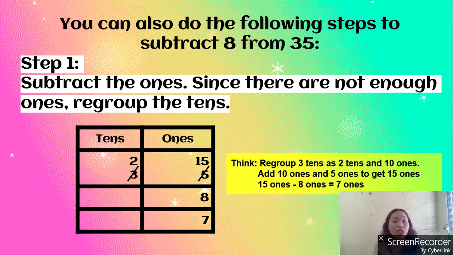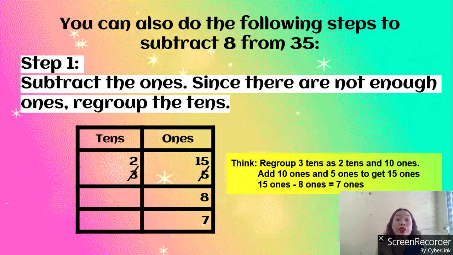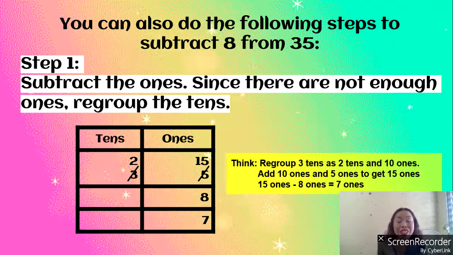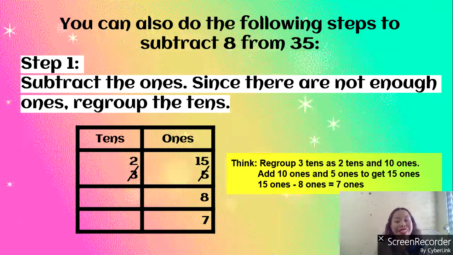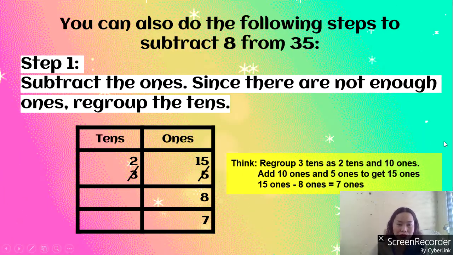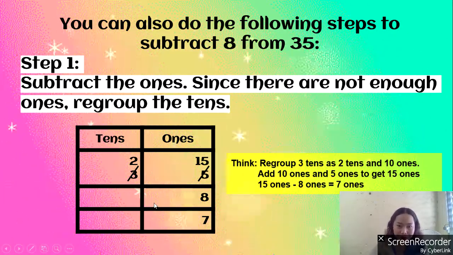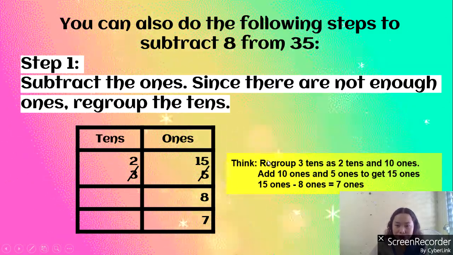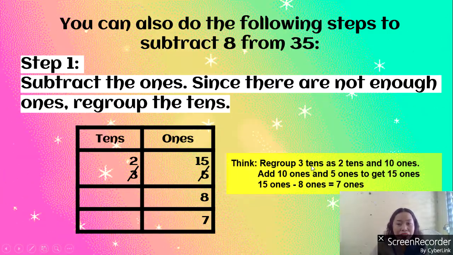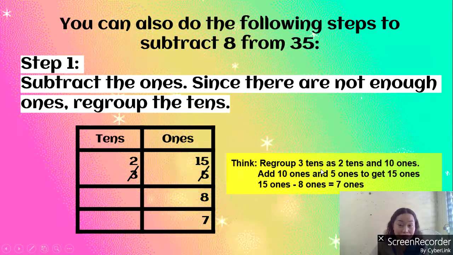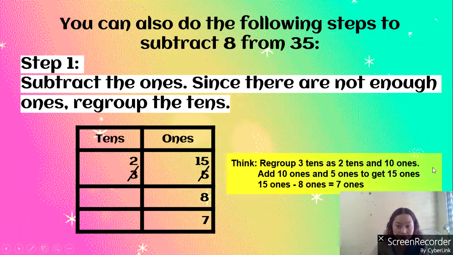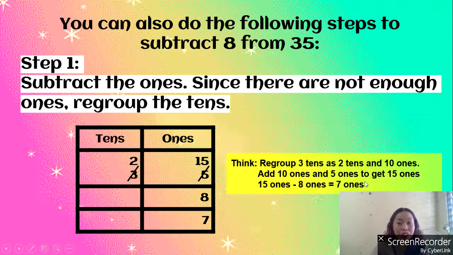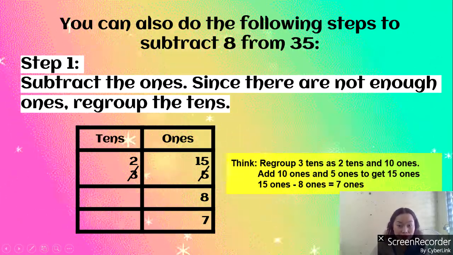Step 1. You are going to subtract the ones. Alright? So, since there are not enough ones, we have regrouped the tens. So, try to look at this illustration. So we have here the groups of tens and the group of ones. So regroup 3 tens as 2 tens and 10 ones. And then add 10 ones and 5 ones to get 15 ones.